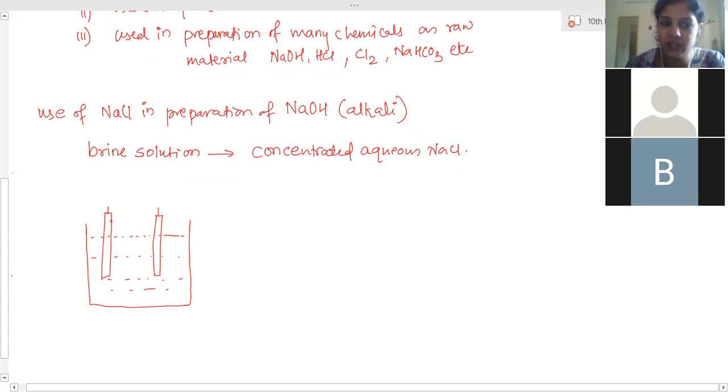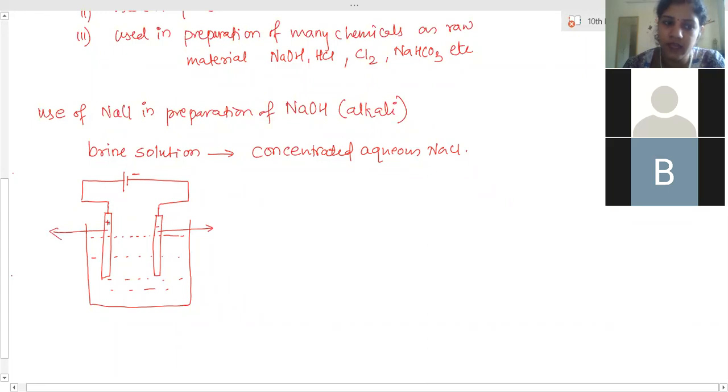These are inert electrodes. Electrolysis is of two types: one by inert electrodes, another by active electrodes. Inert electrodes are those which do not take part in the reaction happening in the electrolyte. This solution we call the electrolyte, and these two rods are electrodes. The rod which is connected to the negative terminal is called what?